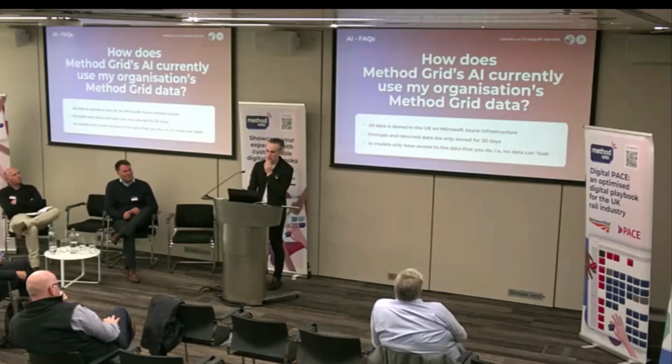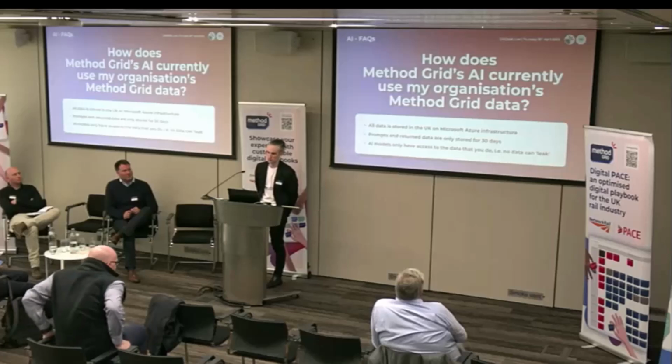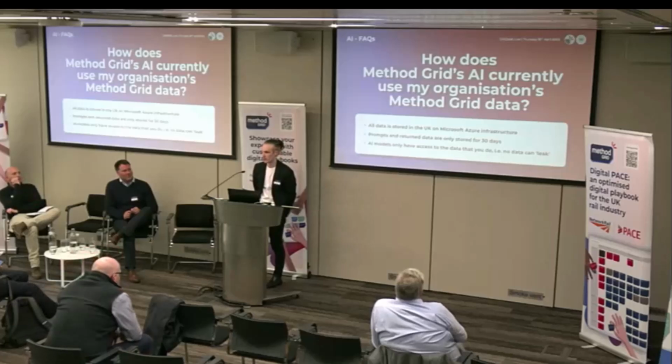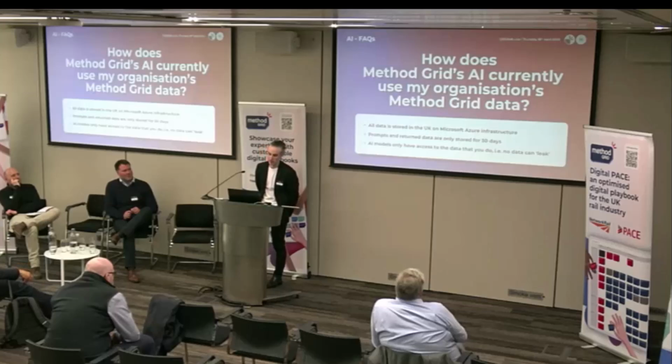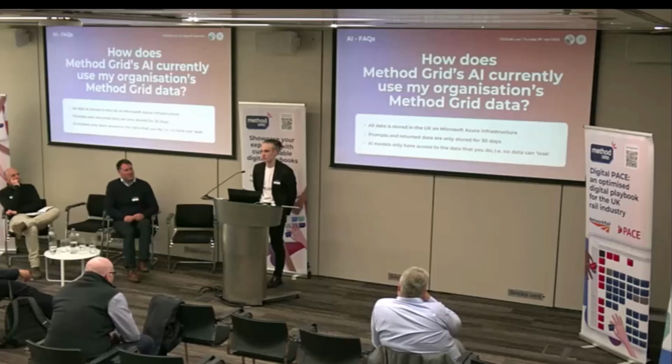So how does MethodGrid currently use your organization's data? This is quite an important point about trust and data security in AI. The first thing to say, all data is stored in the UK. It doesn't go to the US, it doesn't go to OpenAI, it doesn't go anywhere else. It's on our Microsoft Azure infrastructure, which we have complete control over. It never leaves that. Anything typed in is only stored for 30 days. It is not used to train any models. It is not used for any other purposes.